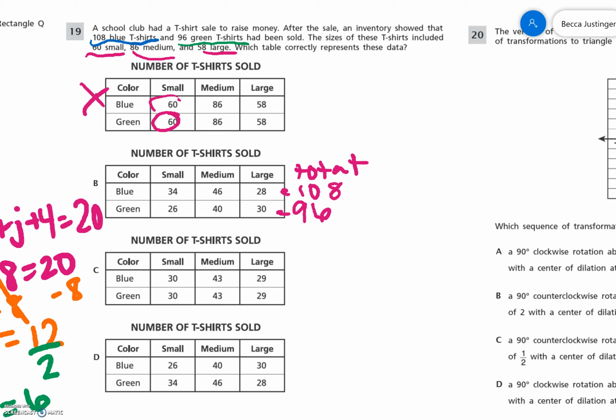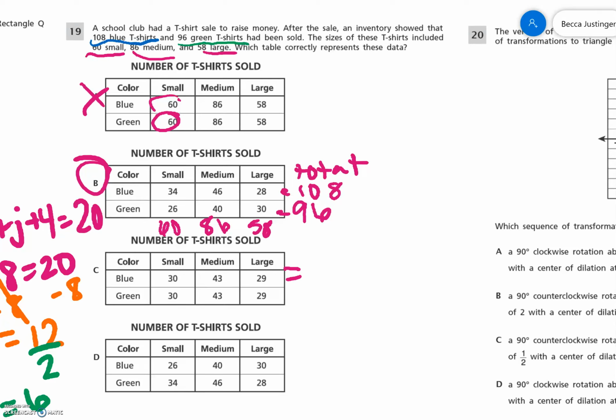Let's see if these add up to give us 60 small. 34 plus 26, it does, 60. I want 86 medium and 58 large. So B must be the answer. We can see here, if we add up all the blue, 30 plus 43 plus 29 is 102. So we don't want this one. And this would give us 96 blue, where we're looking for 108.